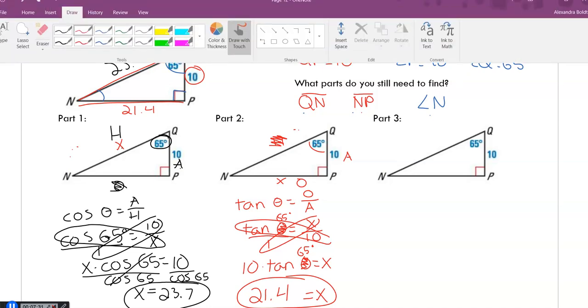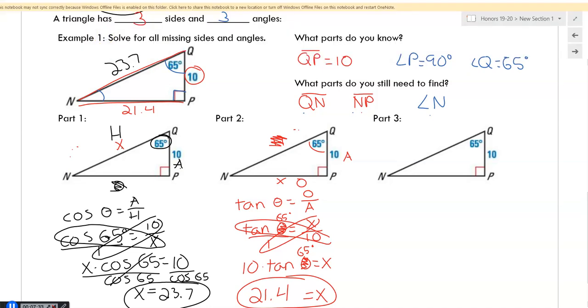Now we have to solve our last one, which is for this angle N. So to solve for this angle, I only have something with one side. I can't use trig ratios. Trig ratios, I need two sides to use. So what I'm going to use here is my triangle angle sum theorem. Look, I have the x, I have 90, and I have that 65. So if you know two of your angles and you're finding your third angle, you're just using that triangle angle sum theorem.